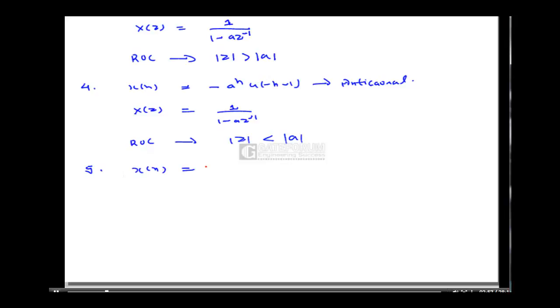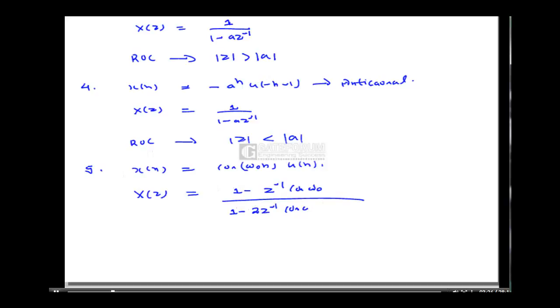x[n] equal to cos omega naught n u[n]. For this we have to find the Z transform, but before finding the Z transform, I just write the equation for the Z transform for this. This is equal to 1 minus z inverse cos omega naught upon 1 minus 2 z inverse cos omega naught plus z to the power minus 2. ROC in this case is mod z greater than 1.